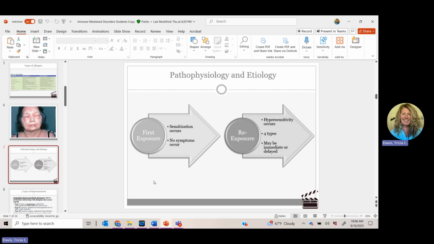All right, so thinking of this pathophysiology and etiology of our allergens. So usually when we are exposed to something, we have what's called a sensitization. Okay, we really don't have any symptoms that first time. We don't know that we're going to have an issue with it. Okay, then what happens is we're re-exposed to that again, and then we develop this hypersensitivity reaction. Okay, and the thing about allergies is that they can be immediate. We can see reactions right away. They can be very mild or very severe, or they can be delayed several days.